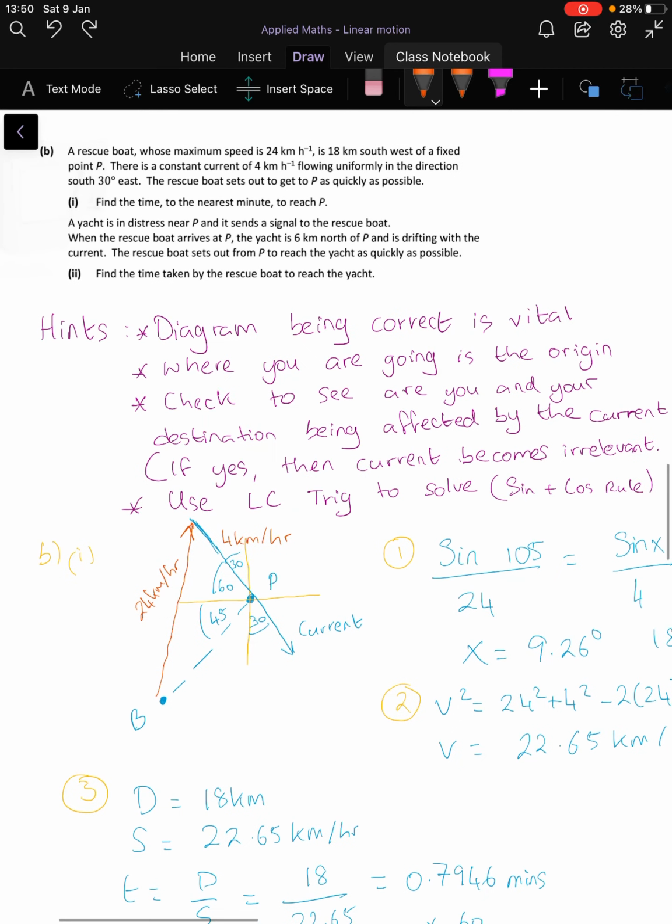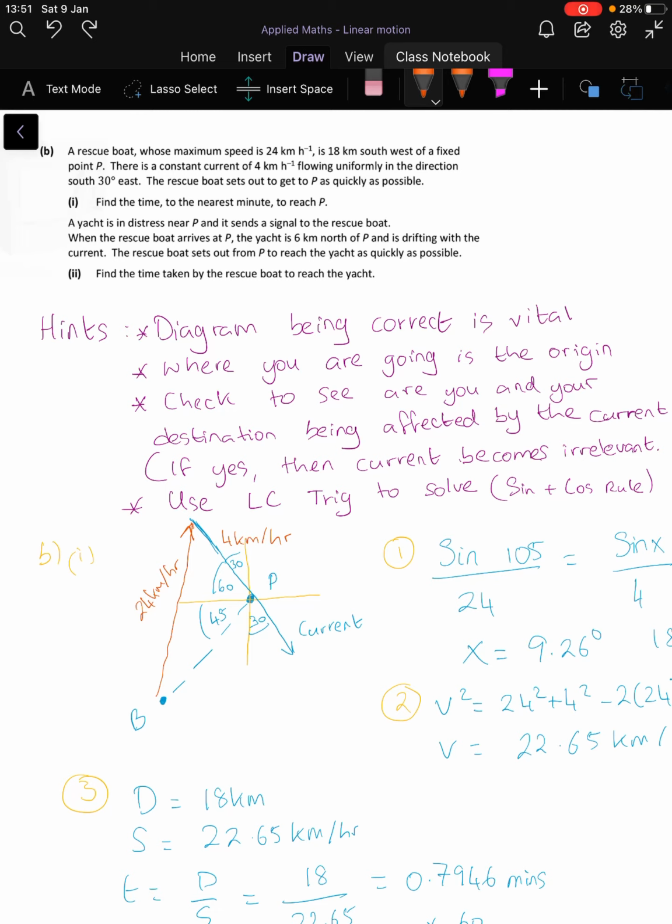So let's take a look at B part 1 again, and we'll start to draw it out. So we have a rescue boat whose maximum speed is 24 kilometers per hour, 18 kilometers southwest of a fixed point P. Now if they say southwest, that means it has to be at 45 degrees. It has to be exactly in the middle. So that's south 45 degrees west. So that's 45 degrees on each side.